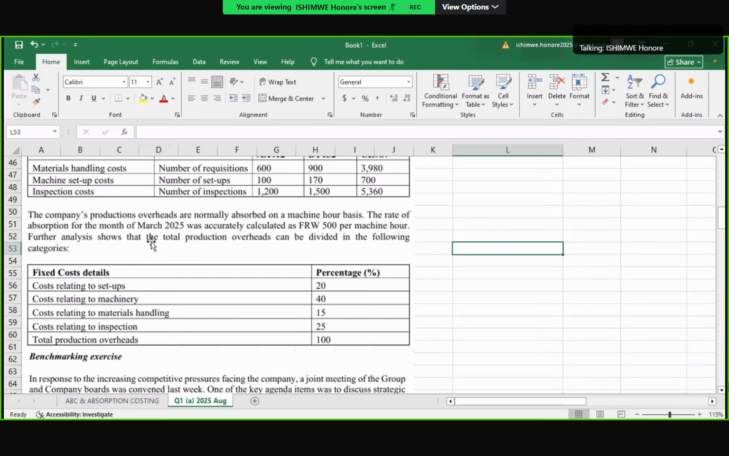How does it work? Look here, you have: with the company, production overheads are normally absorbed on a machine hour basis. The rate of absorption for the month of March 2025 was accurately calculated as 500 per machine hour. This information is enough for us. It helps us get the production overhead. How?